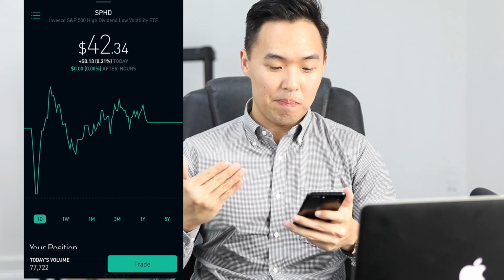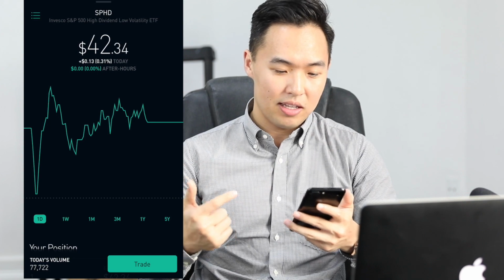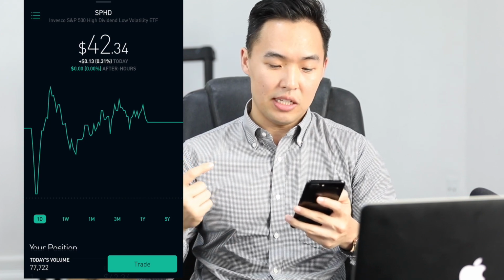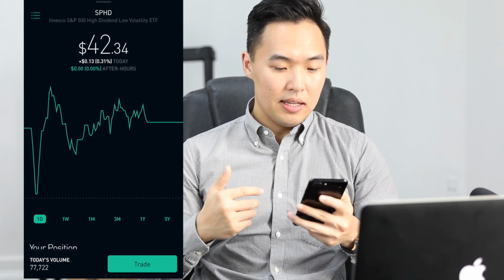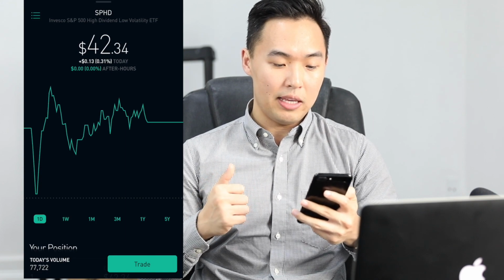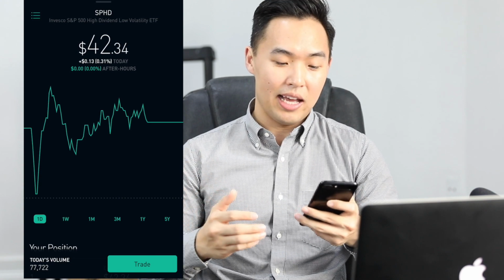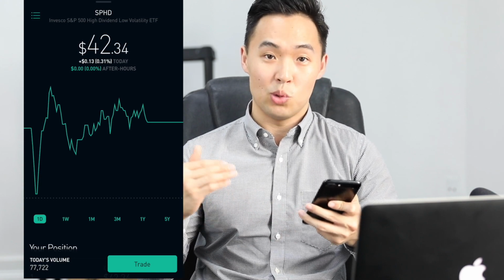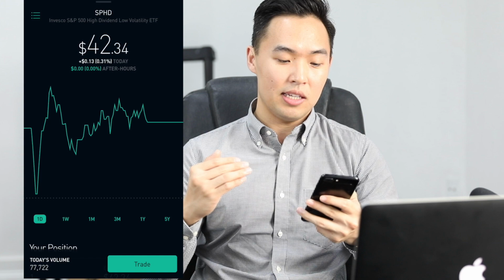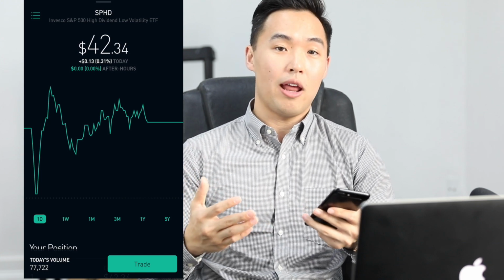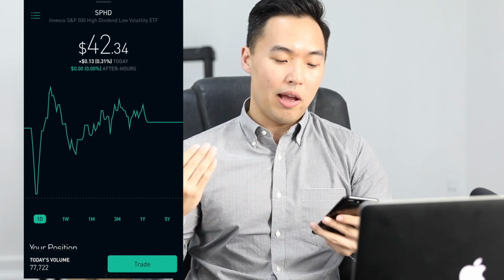In today's episode, specifically, I bought this stock, which is SPHD. It's an ETF fund. It's supposed to be a high dividend, low volatility fund. That is something I like. I do not like volatility when it comes to stocks, and I want to see monthly dividends. So that's what I've been researching, and that is why I bought this.